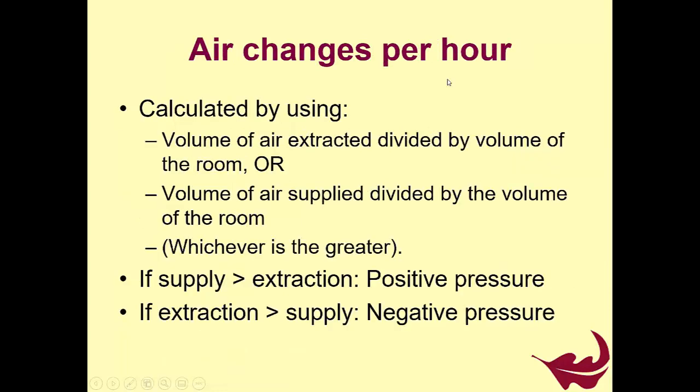So the air changes per hour can be calculated by using the volume of air that is extracted divided by the volume of the room, or the volume of air that is supplied divided by the volume of the room, whichever one is the greater. So if the supply is greater than the extraction, it will give you a number of air changes per hour, but that would be positive pressure ventilation. In other words, it would blow. If the extraction is more than the supply, then that would give you the number of air changes, but it would be negative pressure ventilation because it would be sucking. Does that make sense?